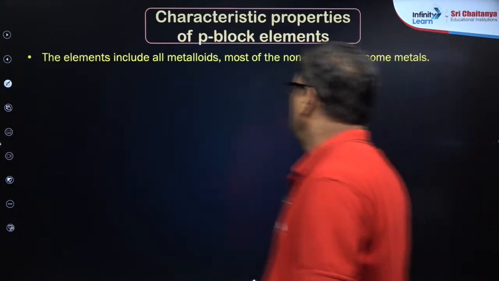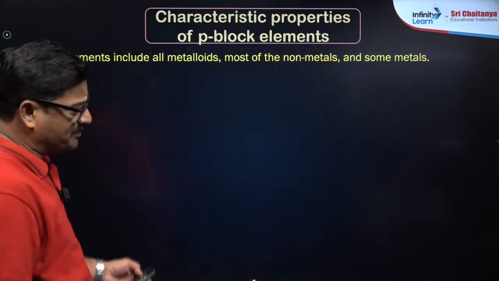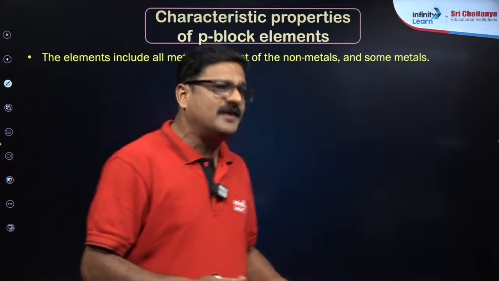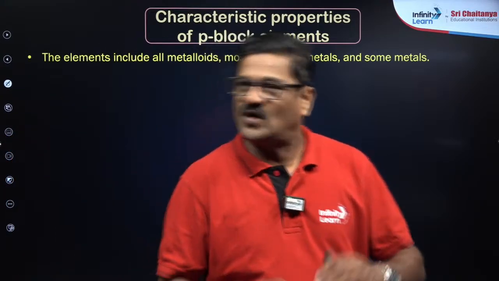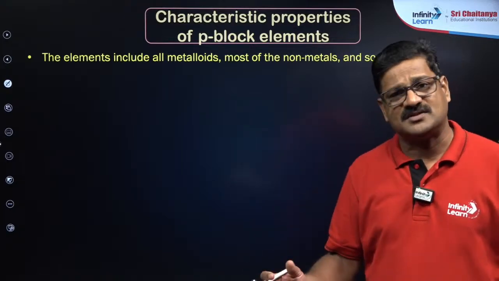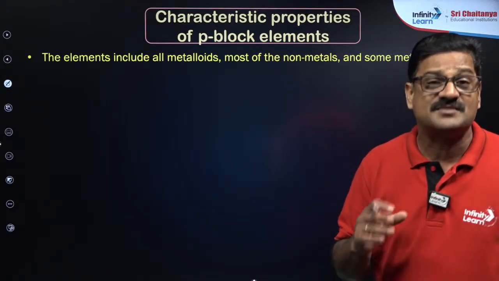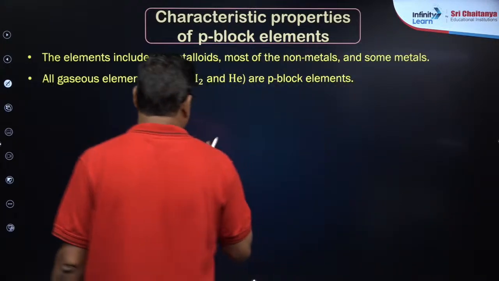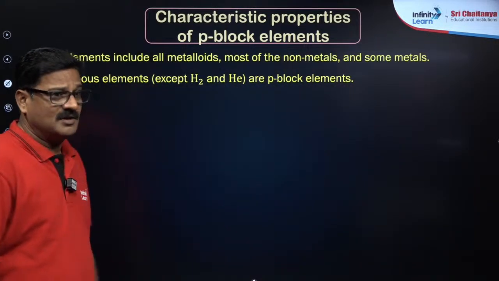Now, p block elements include the metalloids. p block elements are metals, metalloids, non metals, solids, gases, liquids, highly reactive elements, and highly unreactive elements are also included. Okay, all gaseous elements except hydrogen and helium are p block elements.